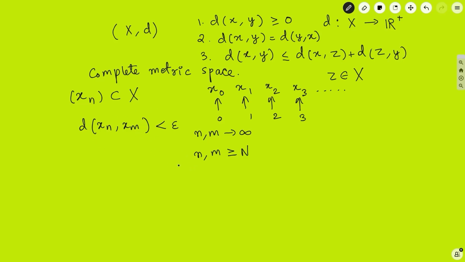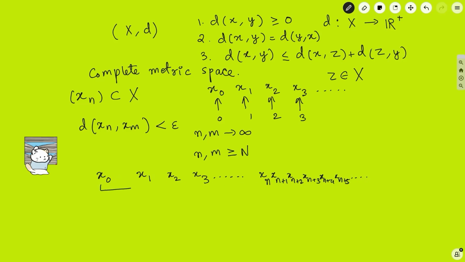Well, the way I want to visualize this is as follows. You have maybe x0 is here, x1, x2, x3, it keeps going, and then let's say for a very large number xn, and xn plus 1, and then xn plus 2, and then xn plus 3, and then xn plus 4. So what's going on here is that initially x0, x1, this is the distance between them, x1, x2, this is the distance, x2, x3, this is the distance, but ultimately you will be able to find a number beyond which all the terms, the distance between them is extremely small.